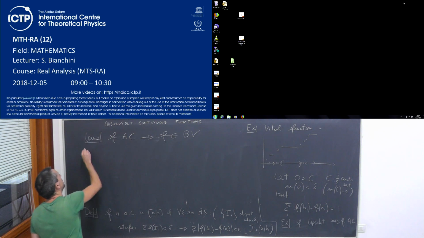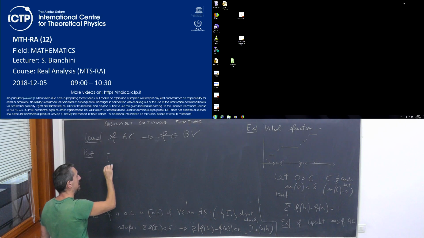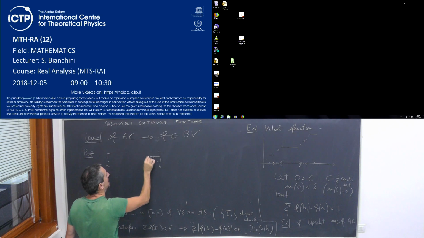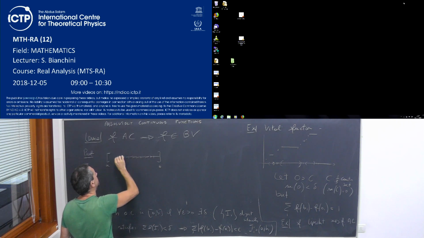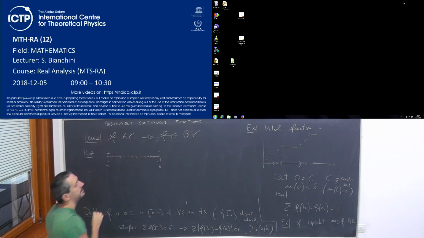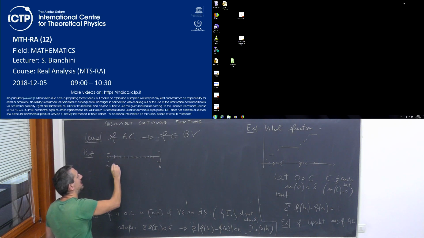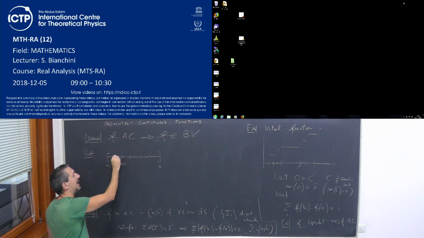Let me make the picture, and then I hope you understand. This is A, this is B, and then I essentially take a partition. Now I add points in order to make exactly the partition of size delta. So let's say this is A plus delta, A plus 2 delta, and I go on. So I add these points.